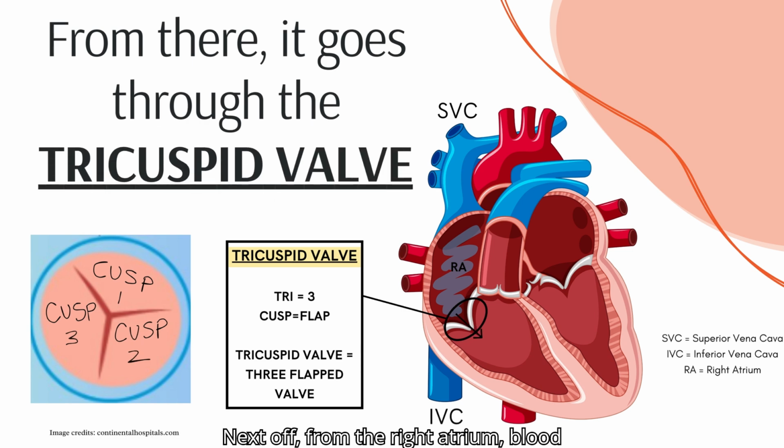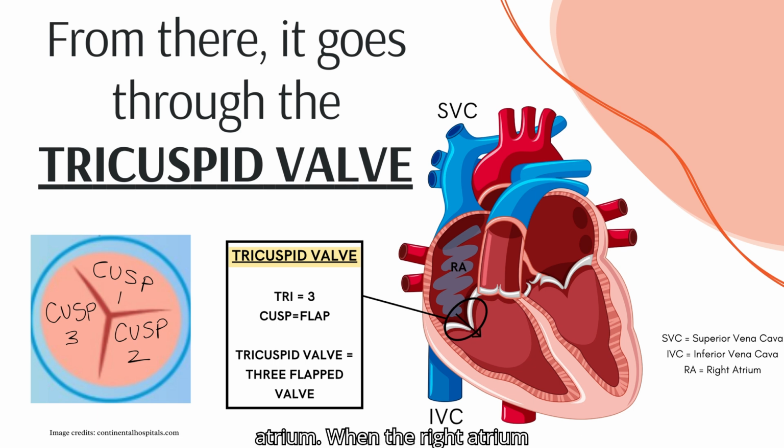Next, from the right atrium, blood moves through the tricuspid valve into the right ventricle. The tricuspid valve is named for its three cusps, or another word for cusps is flaps. The term tricuspid is composed of the words tri and cusp, tri meaning three and cusp referring to the flaps. These three flaps play a crucial role in preventing the backflow of blood into the atrium.